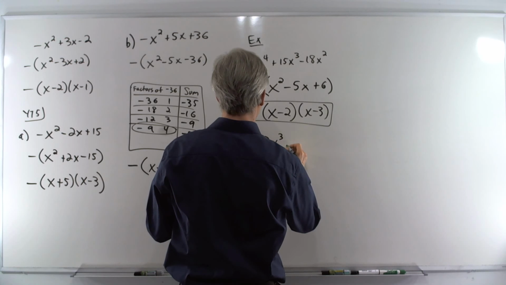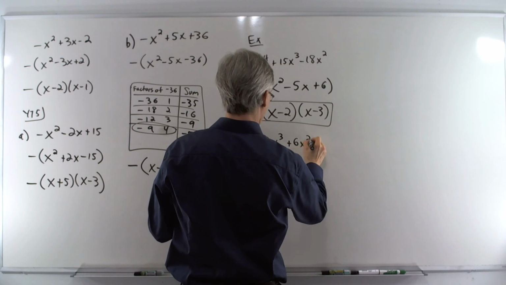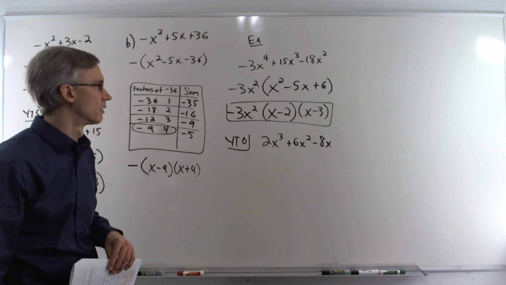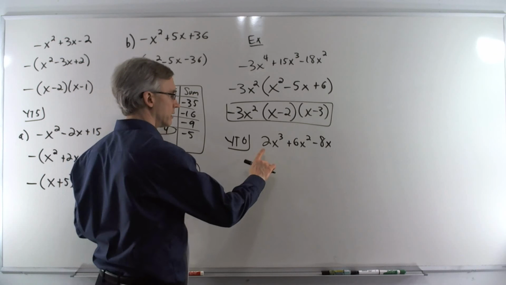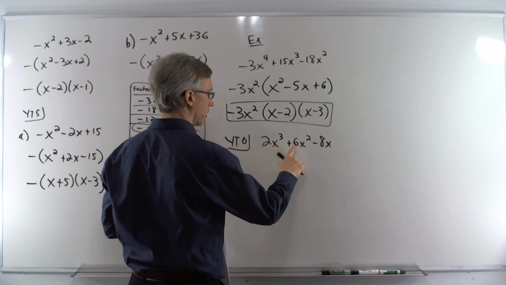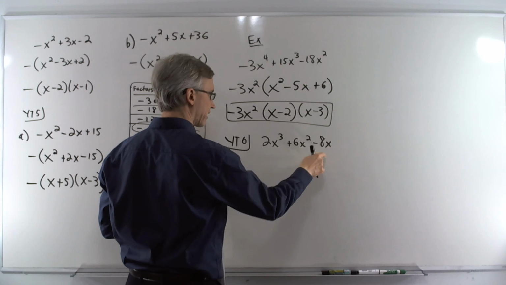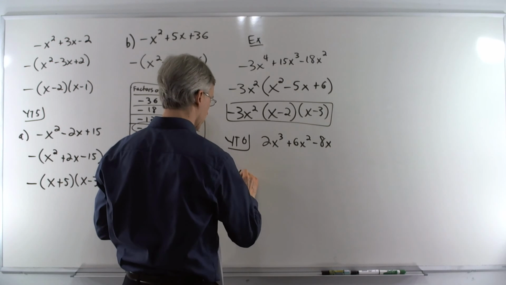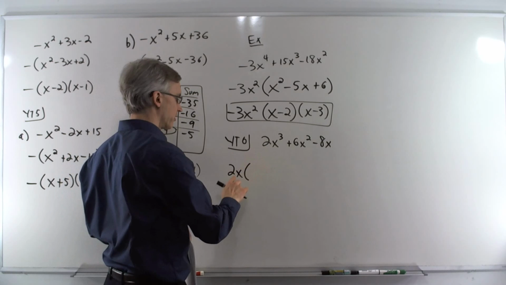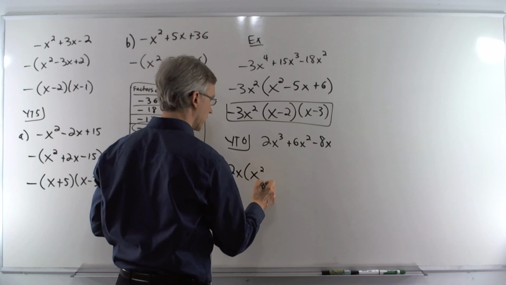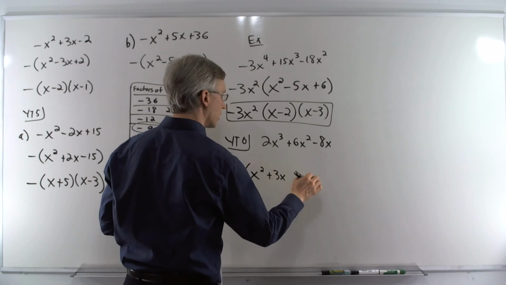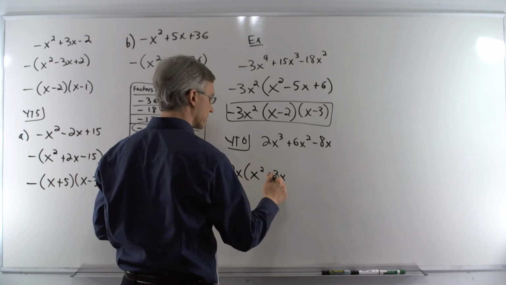2x to the third plus 6x squared minus 8x. So common factor of these, we've got 2, 6, and negative 8. Common factor is 2. We also have at least one x in each term, so we can factor out an x as well. So we're going to factor out 2x. 2x to the third divided by 2x is x squared. 6x squared divided by 2x is 3x. Negative 8x divided by 2x is negative 4.